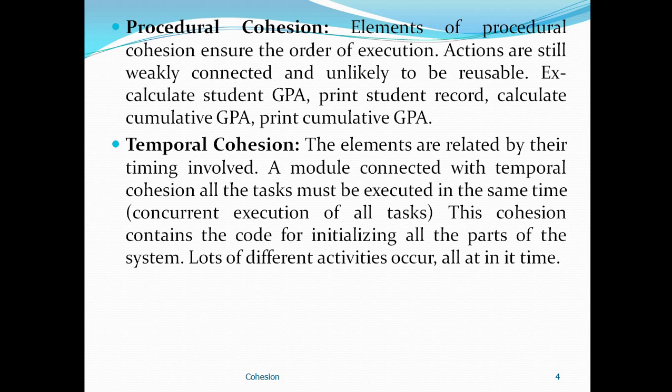The concurrent execution of all tasks is known as temporal cohesion. See the definition: the elements are related by their timing. Your modules are connected with temporal cohesion. All the tasks must be executed at the same time, which means concurrent execution of all tasks. This cohesion contains the initialization code.